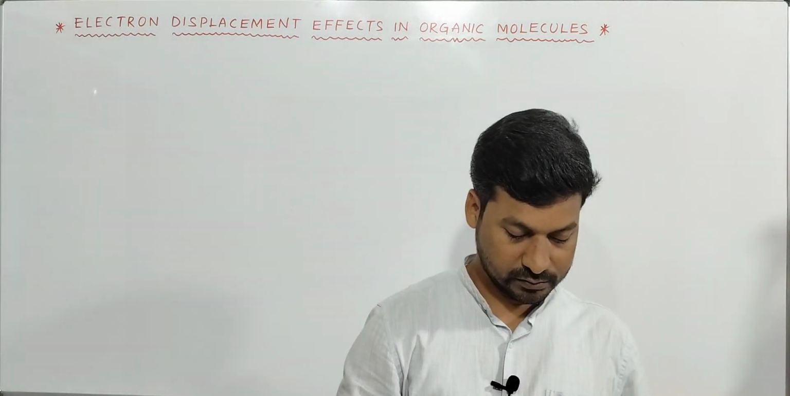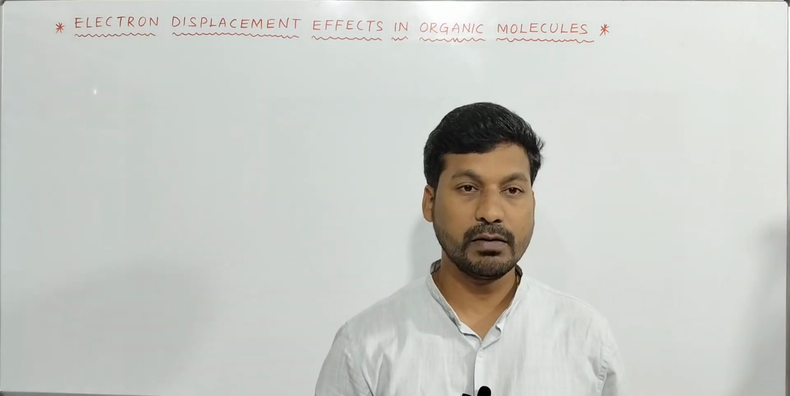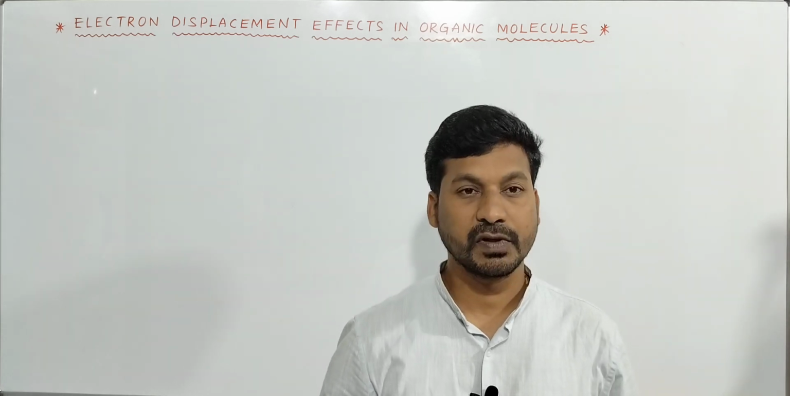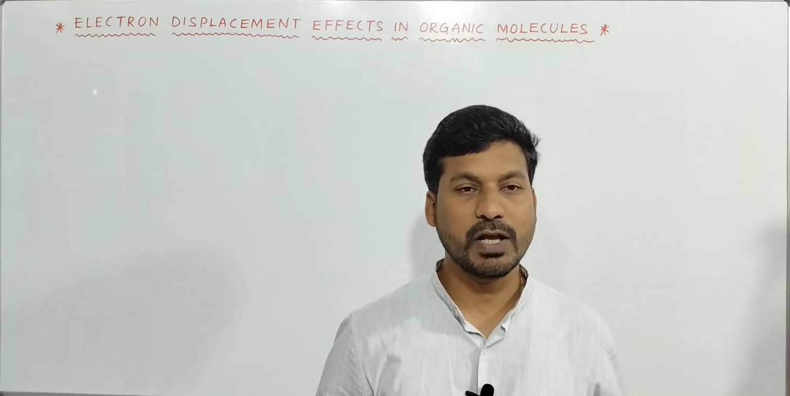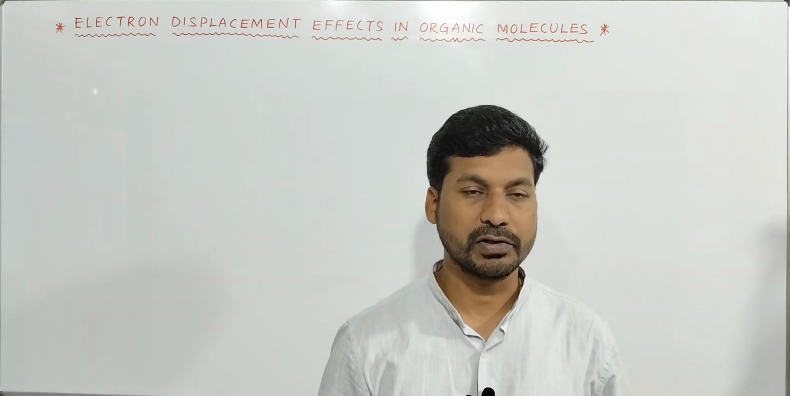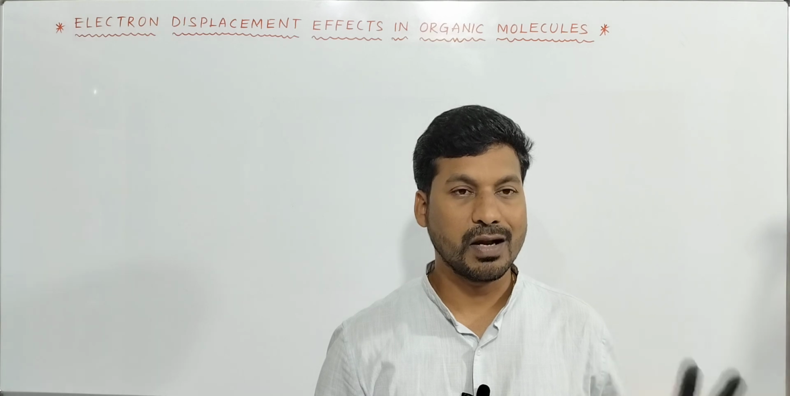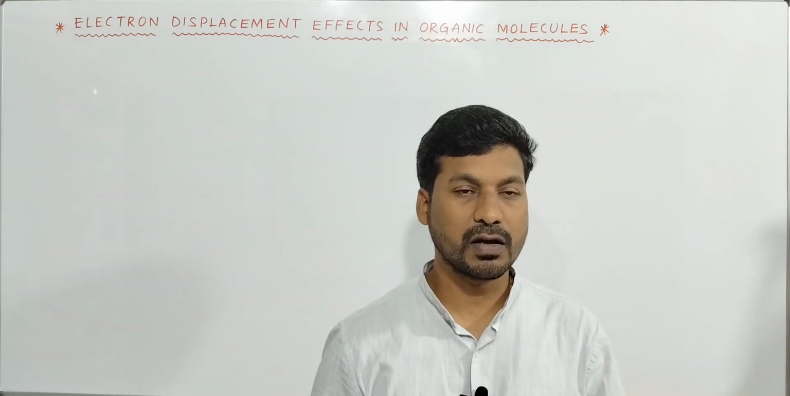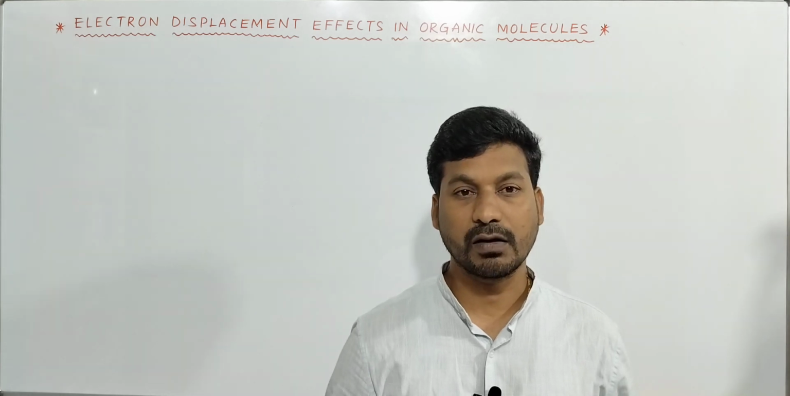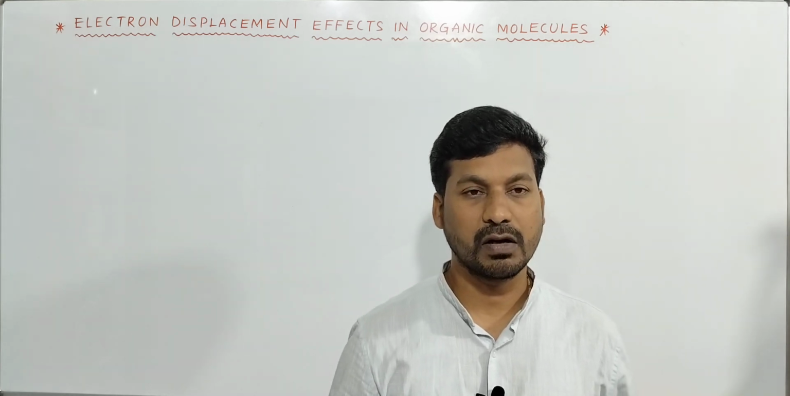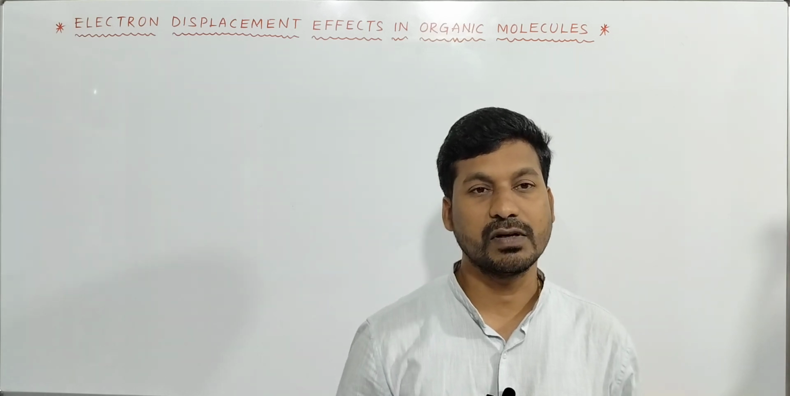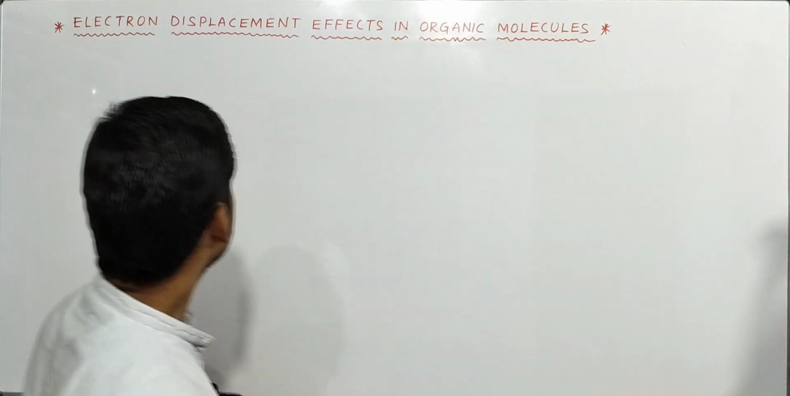Hello everyone. In this video I am going to explain inductive effect, one of the electron displacement effects. Organic molecules contain covalent bonds. To explain electron displacement in organic molecules, there are 4 electron displacement effects which explain how bond pair electrons in a covalent bond, pi bond, and electron pairs shift in the molecule. So there are 4 effects.